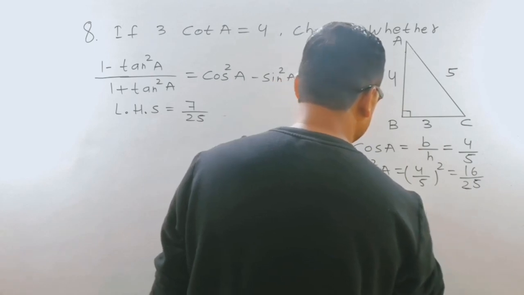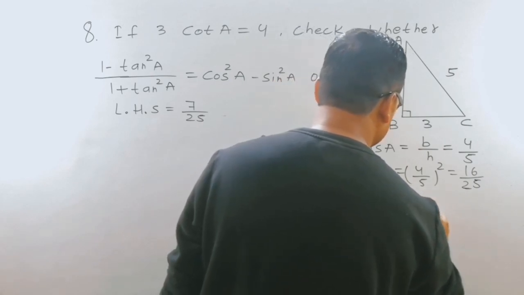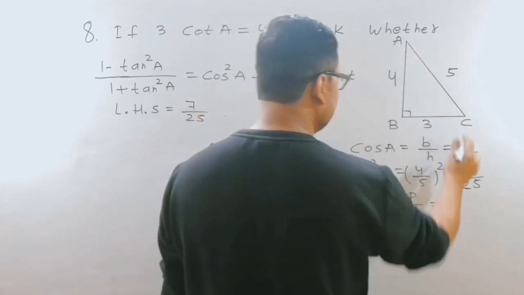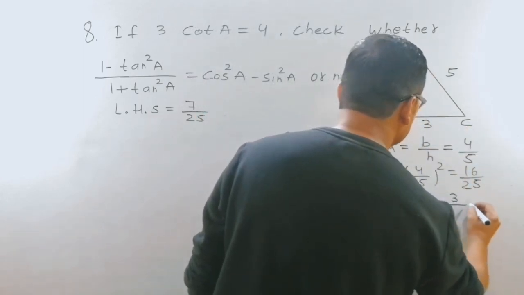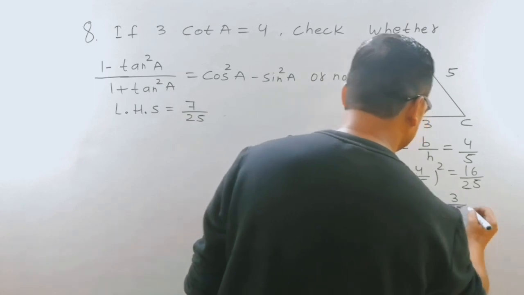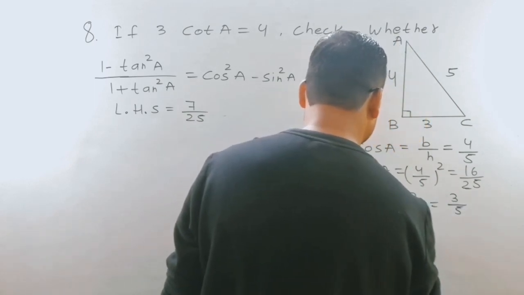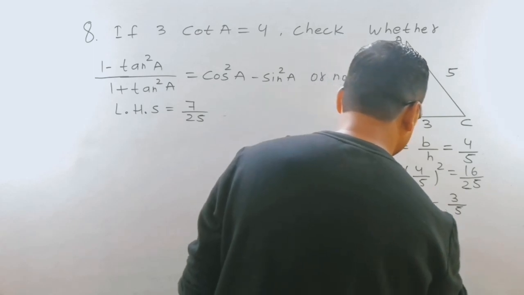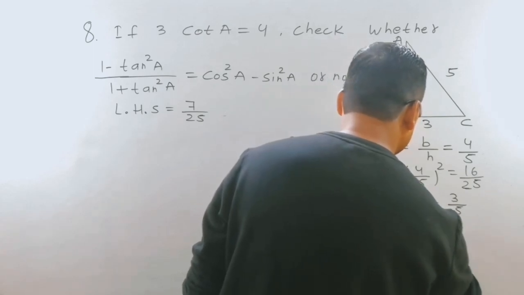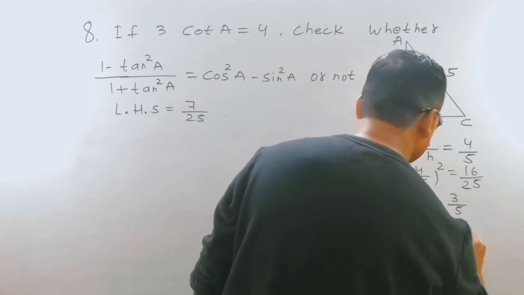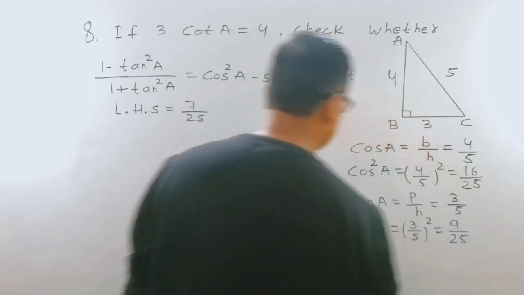Then sin A equals P by H. So for this angle A, perpendicular is BC, that is 3, and hypotenuse is 5. Then sin square A will be 3 by 5 the whole square. 3 square equals 9 and 5 square equals 25.